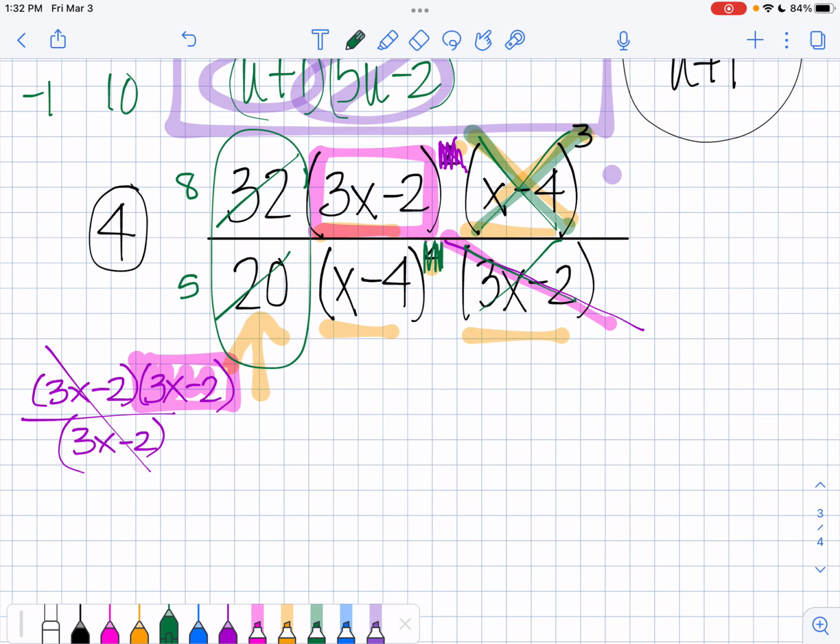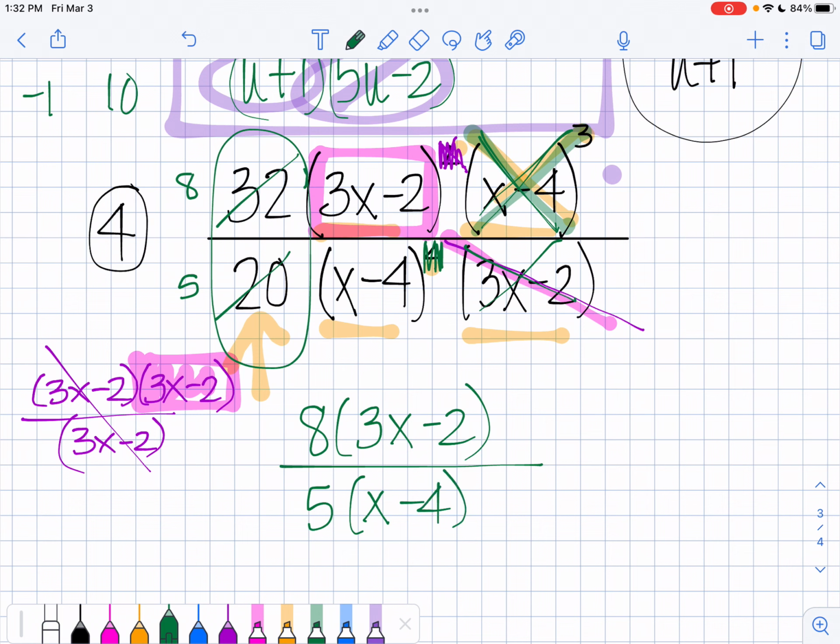So now you look at, what do I have not crossed off? On the top I have an 8. And I have one group of 3x minus 2 left, and all of my x minus 4s went away. On the bottom I have a 5. I have one group of x minus 4 left, and all my 3x minus 2s went away. So this would be my final answer.